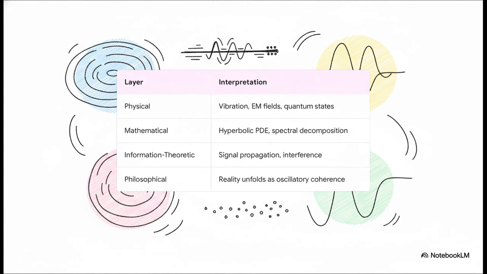And this table is a great way to think about it. You can look at this equation on all these different levels. On a physical level, it's vibrations and fields. Mathematically, it's a specific type of equation. From an information perspective, it's all about signals. And philosophically, well, maybe it suggests that reality itself is just this grand, coherent, oscillating symphony.